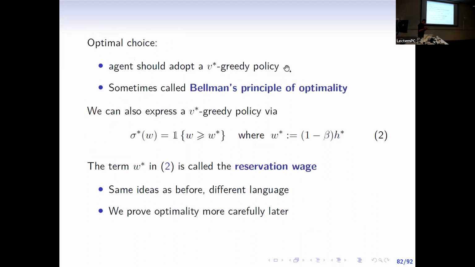So with this new terminology, we can say what we've already said in a slightly different way. We can say that the agent should adopt the v-star-greedy policy. This is sometimes called Bellman's principle of optimality. It's one of these fundamental ideas. And through that, we reduce this infinite horizon problem down to a two-period problem, essentially, which is what we're doing when we pick the greedy policy, comparing today and tomorrow.